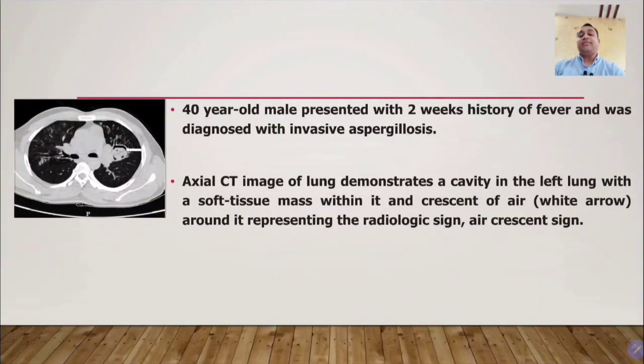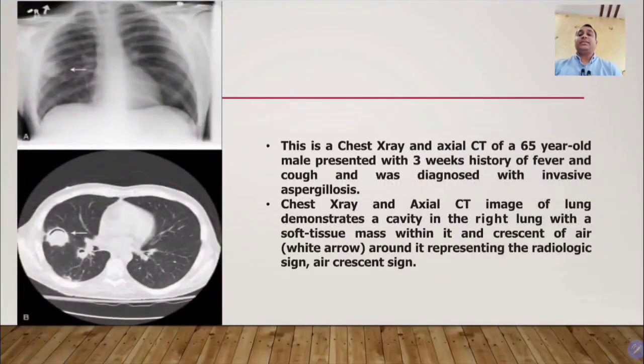So here is the cavity. In that cavity a soft tissue mass is present, which is surrounded by a rim of air. This sign is called the air crescent sign. So let us discuss another example.